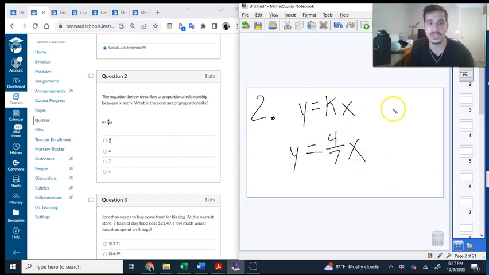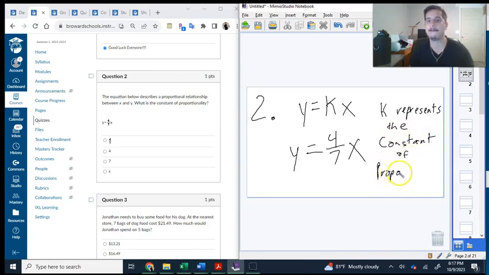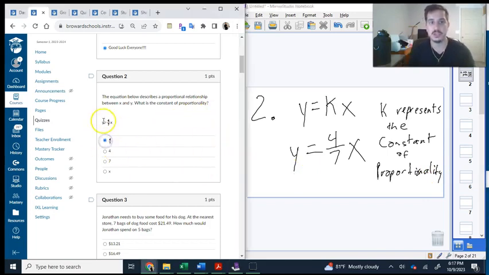Okay, what is the constant of proportionality? Well, what does k represent? k represents the constant of proportionality. So the only logical answer would be k. So the 4 over 7 is representing the k. And what does k represent? The constant of proportionality. So it says, what is the constant of proportionality? Boom, 4 over 7, because that is what k is. All right. Let's move on.